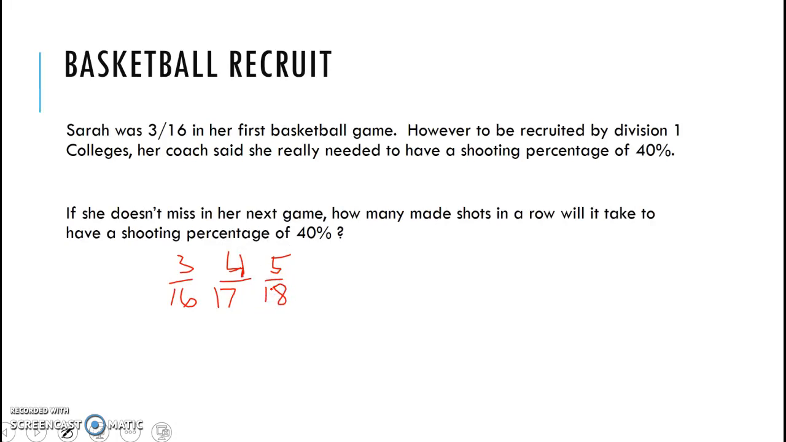But if we continue with this idea, she's going to end up making X number of shots out of X number of shots. And she already made 3 out of 16. We would set up a specific equation to solve this example that would look something like this. She had 3 plus, she's going to make X in a row. She's already shot 16, and she's going to take X in a row. And these numbers are the same if she keeps making every one that she takes.